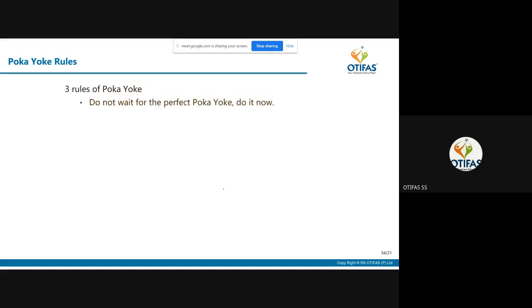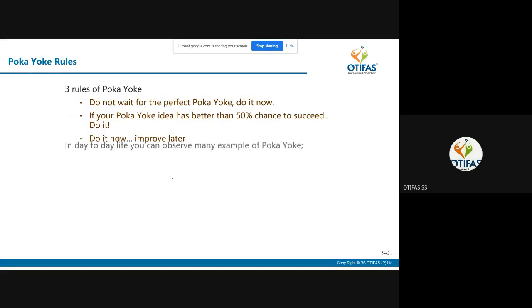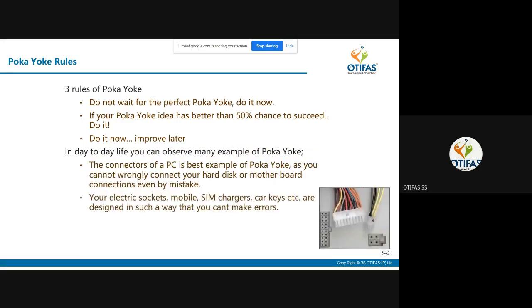So there are two rules of POKA-YOKE. Do not wait for the perfect POKA-YOKE. Do it now. If your POKA-YOKE idea is only 50% better, even then you do it now and improve later. That is the concept of POKA-YOKE. There are a lot of examples, like all your PCs. If you are assembling a PC, the parts will not go in a different direction. These are all examples of POKA-YOKE. Electrical sockets, mobile SIM cards, car keys. Even earlier, mobile chargers had different types. Now Apple came with this concept: you can put it in either way.